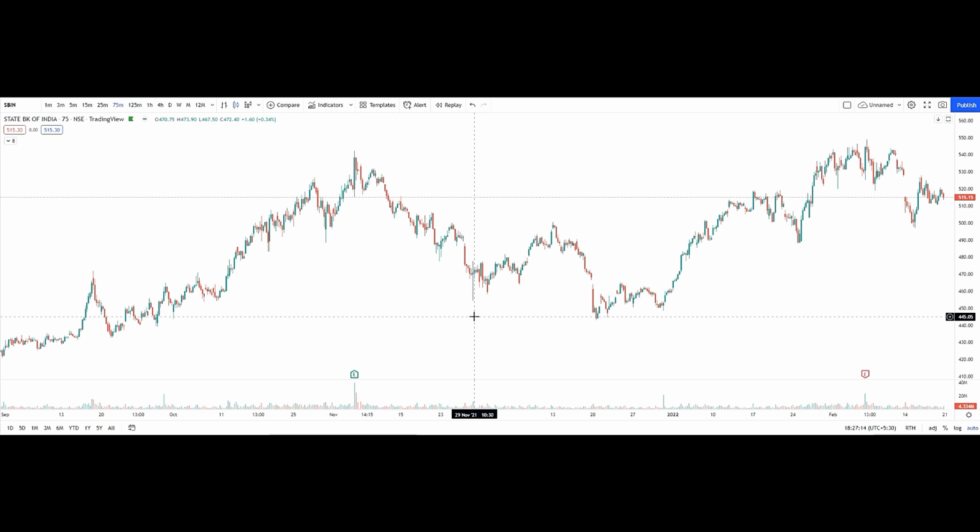Now let us see how a bullish trend line is drawn. What is the meaning of bullish? Bullish means prices are moving higher and price is making higher high, higher low, higher high, higher low. So connecting two lows will make a bullish trend line. It will be sloping upwards.